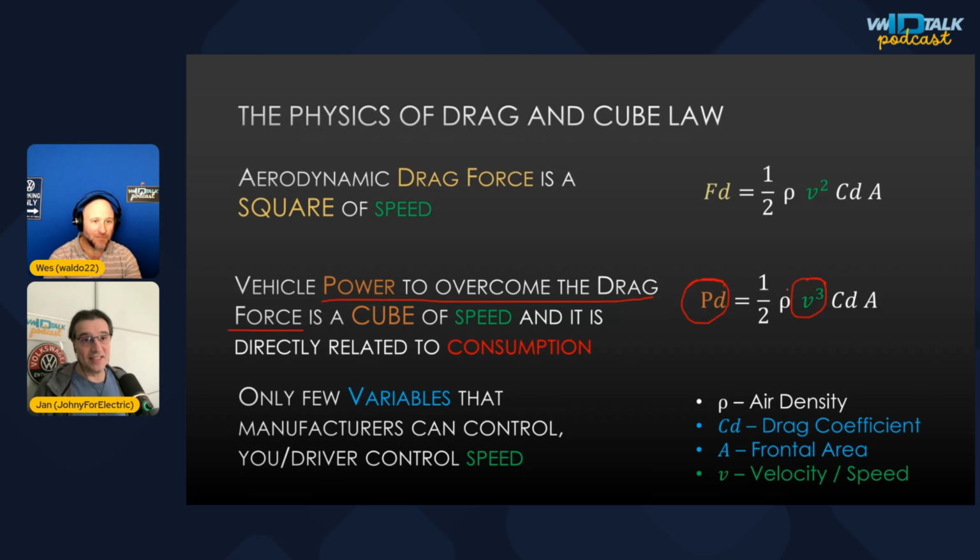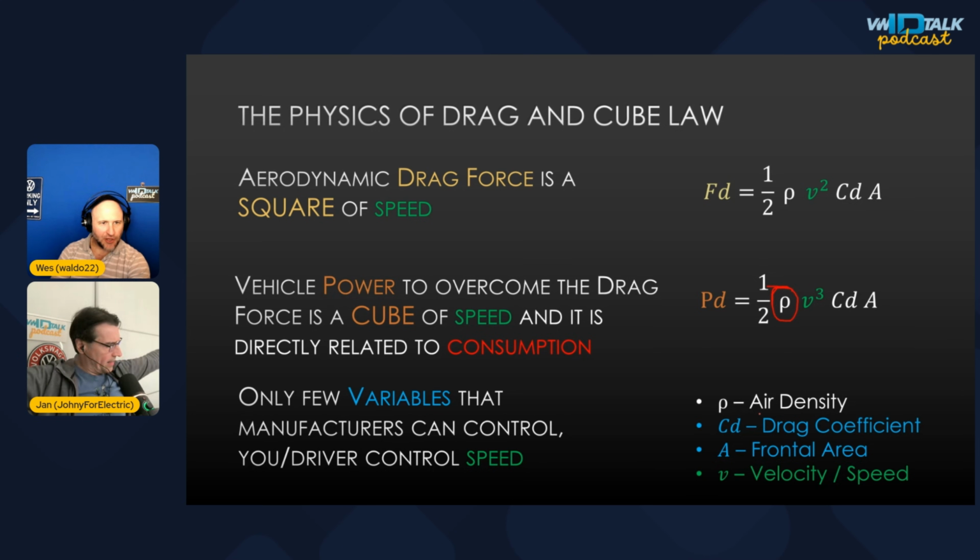The power, exactly. It is crazy, and the reason why we talk about the vehicle power is that it is directly related to the consumption, because power is related to the car consumption. So you need 8 times more power extracted from the battery to drive at that twice higher speed. Okay, so let's look at those other elements here. So rho is air density.